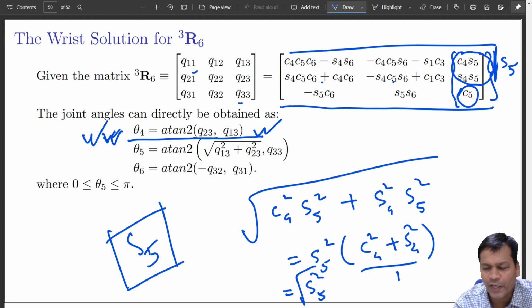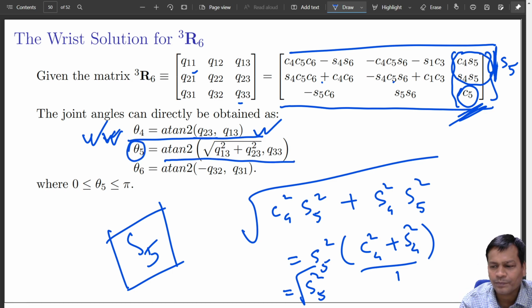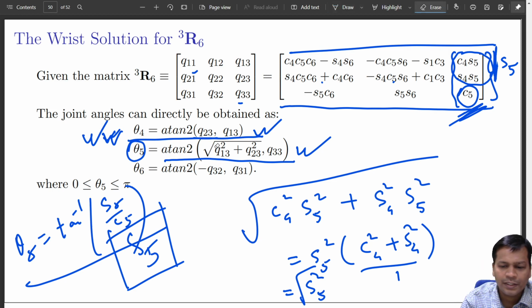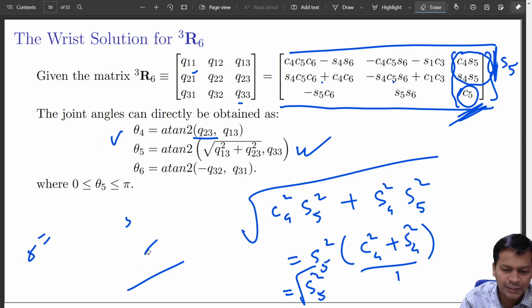This is C5. Again, sine theta 5 and cos theta 5. So I can get theta 5 as this. Theta 5 is equal to tan inverse of sine theta 5 over cos theta 5, is it not? So this can be written as this. Done.